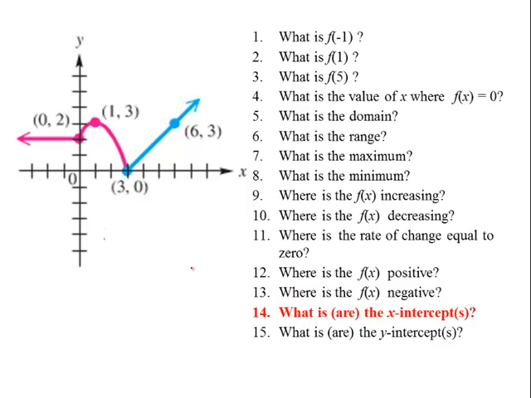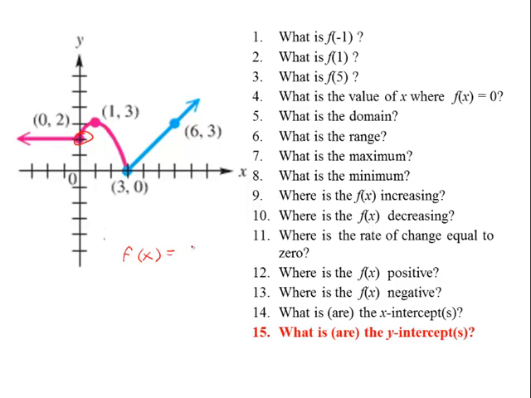Number 14, what are the x-intercepts? We have 1 here, and that happens when x is equal to 3. Number 15, what are the y-intercepts? We only have 1, of course, and that's when y, or f of x, is equal to 2. And we could write this as an ordered pair, or we could simply make this statement.